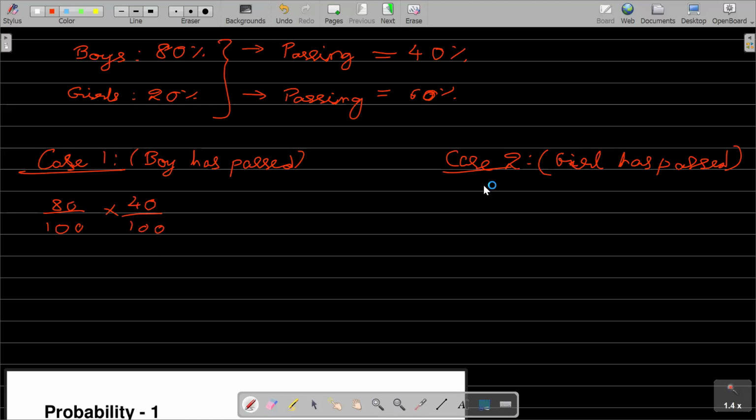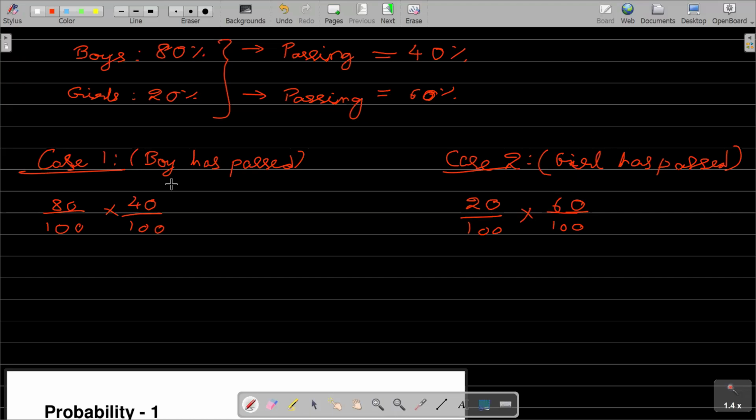And case 2, I think everyone will agree. Absolutely right, Tanush. Perfect. Absolutely right, Sylvie. Case 2, everyone will agree that will be 20 by 100 into 60 by 100. Now observe what you're doing. This form of observation is very important in probability. Although some of you might have instinctively written this down, let's observe what we have written. So first, when I'm saying that case 1, the boy has passed.